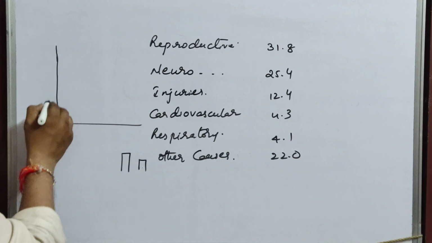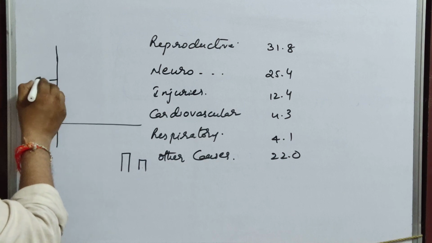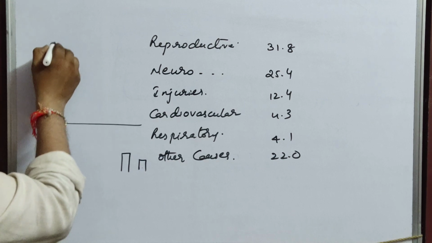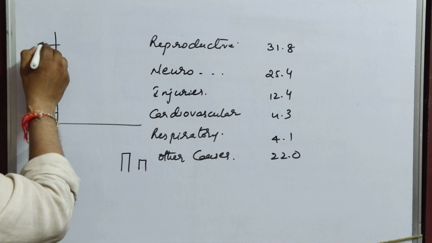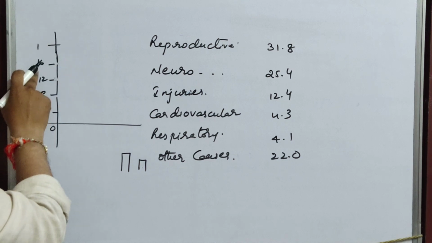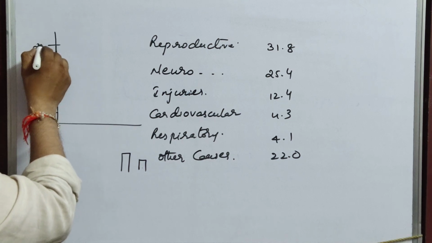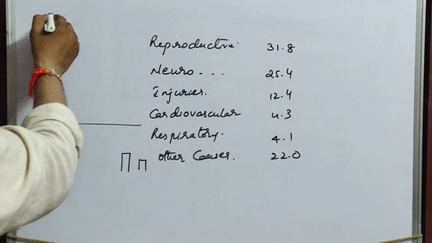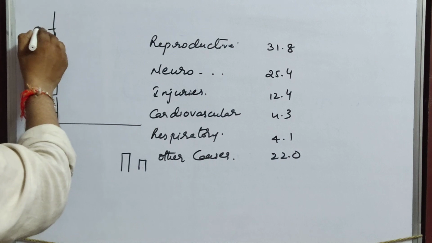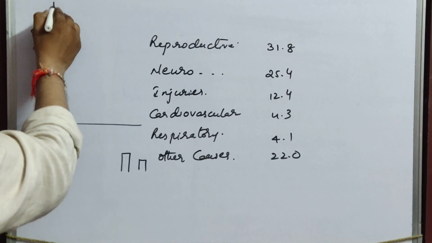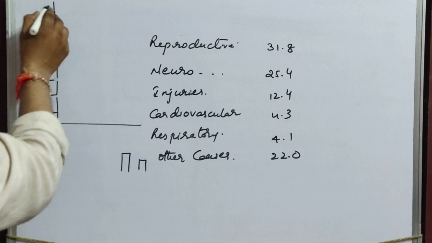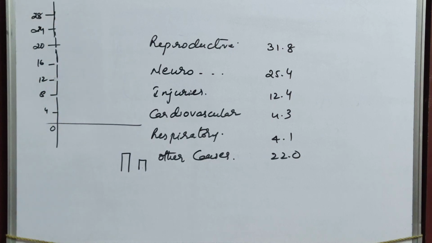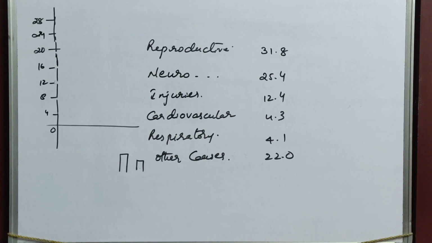So I'll go with a scale of 4, children: 0, 4, 8, 12, 16, 20. Are you able to see? 20, 24, 28, and the last one is 32.